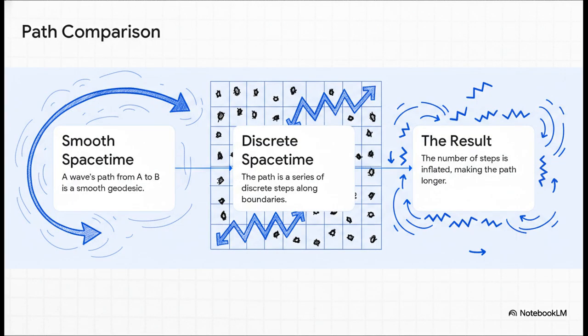So in a smooth universe, the path from A to B is a simple straight line, the shortest possible route. But in a discrete universe, it's a constant zigzag. The wave has to navigate around these fundamental voids in the grid, which means it takes way more steps to cover the same distance. The key takeaway is simple. The path itself gets a whole lot longer.